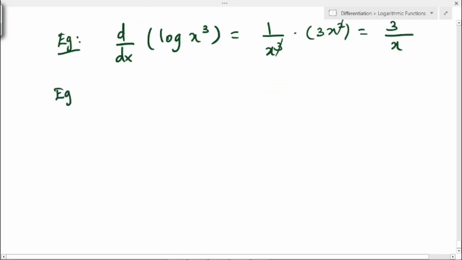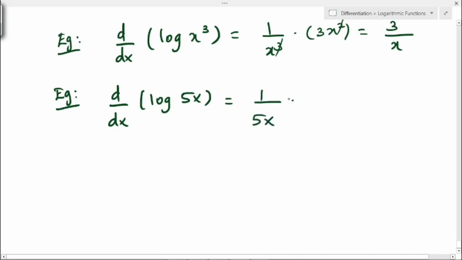Next example, d by dx of log 5x. Suppose in the place of x we have 5x. So the differentiation is 1 by 5x into, the differential of 5x is 5. So log differentiation is 1 by 5x and the 5x differentiation is 5. So this 5 and 5 will get cancelled. So we have 1 by x.